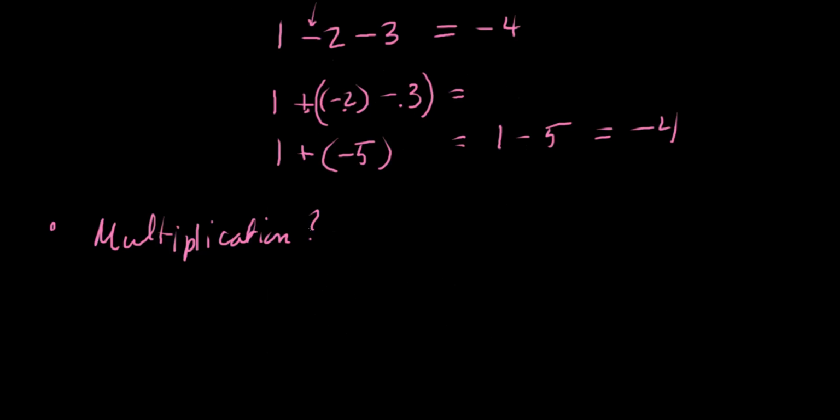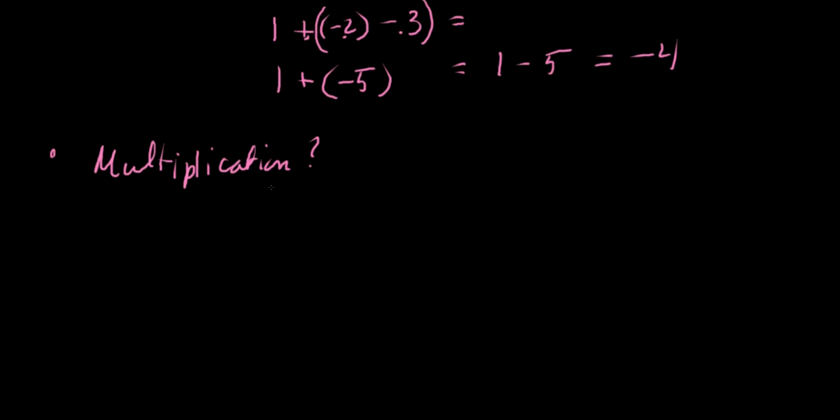Okay, so then what about multiplication? Do we have an associative property for that? Okay, well, let's do some numbers real quick. 1 times 2 times 3. And then here we're going to do it again, 1 times 2 times 3. But let's group the 1 and the 2 together here, and let's group the 2 and the 3 together here. Okay, 1 times 2 is 2. 2 times 3 is 6.